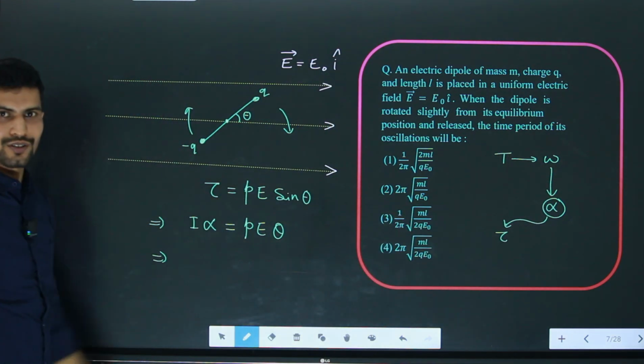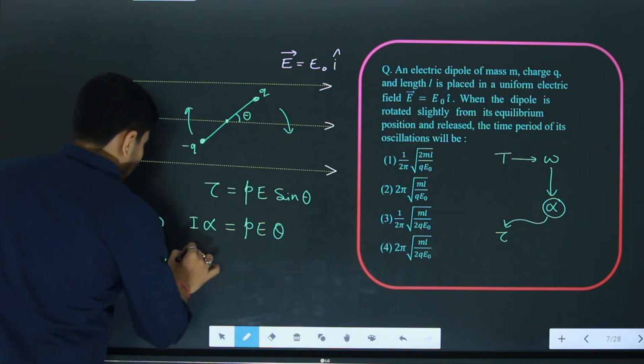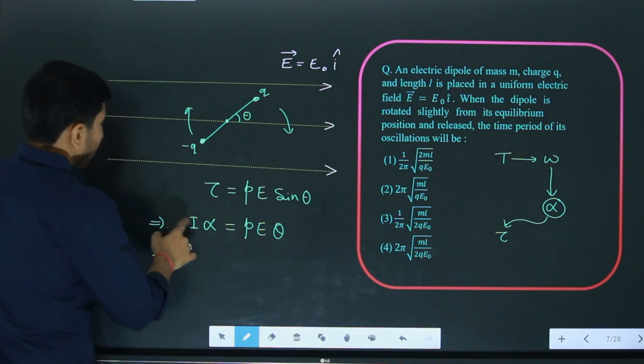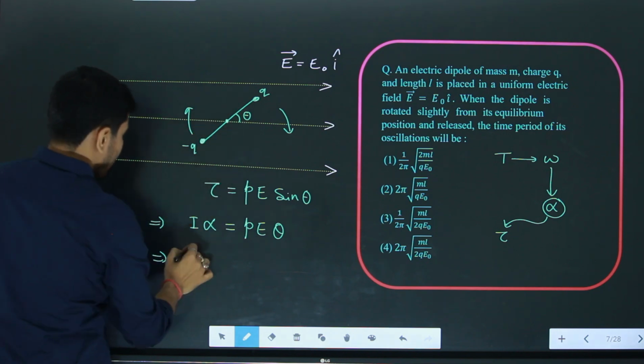That's why we have written the torque. Well, what is this? This is the moment of inertia of the system. The system has two particles. Let's write down.